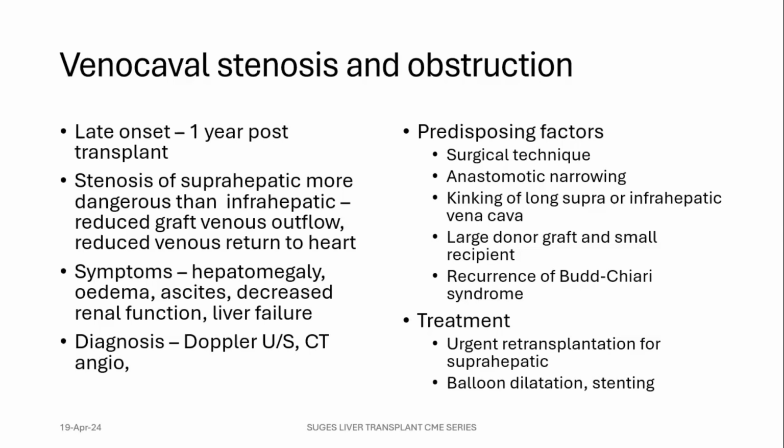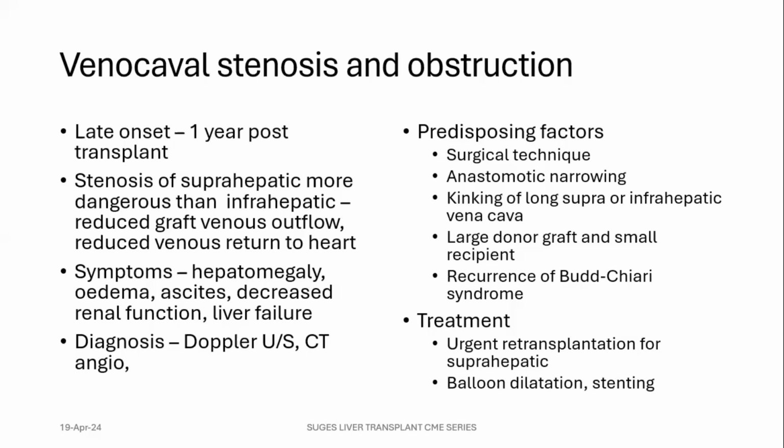And then the patient will present with hepatomegaly. Hepatomegaly is usually due to the backflow caused by reduced graft venous outflow, especially for suprahepatic stenosis. And then the patient may also present with edema and ascites. This is especially for the infrahepatic stenosis. And then they can have decreased renal function and liver failure.